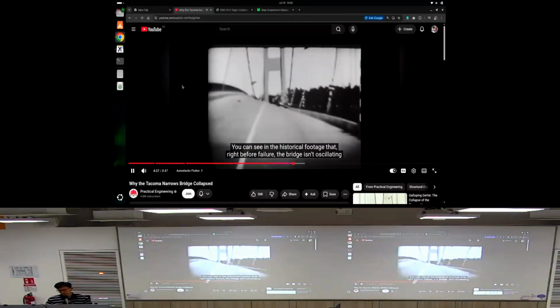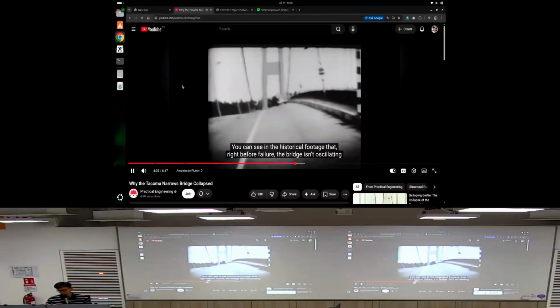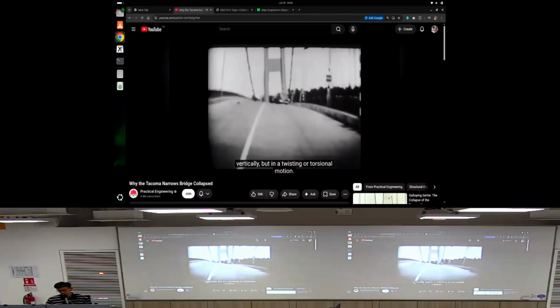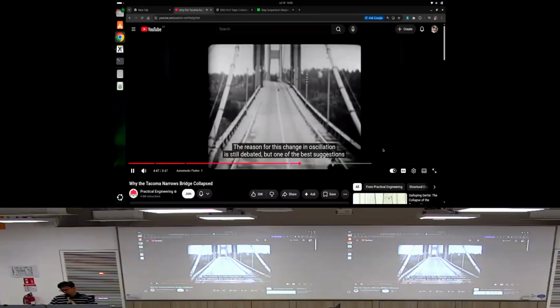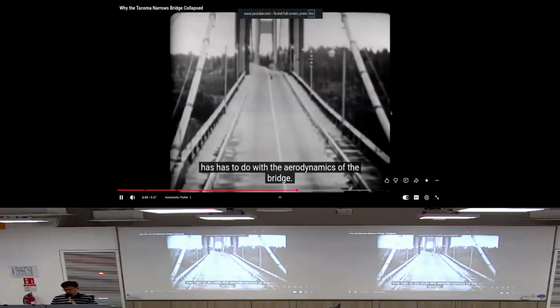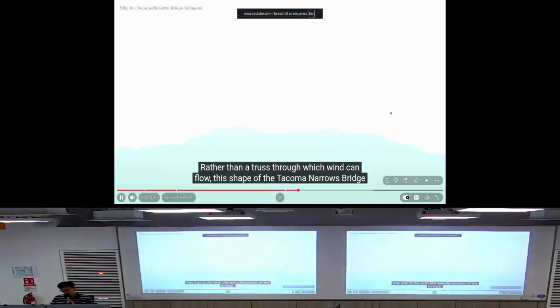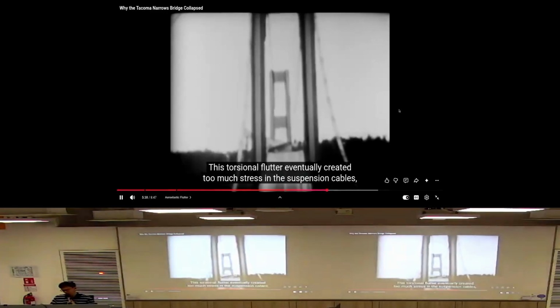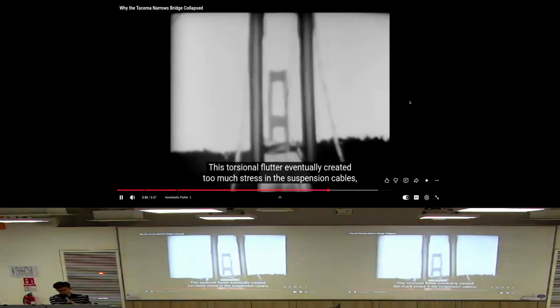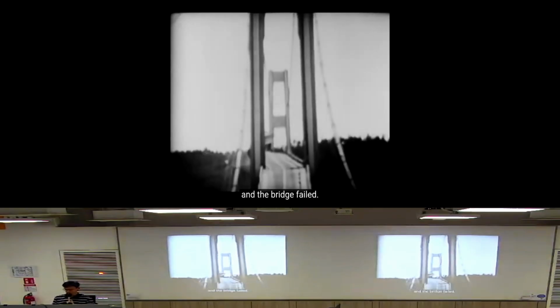Footage that right before failure, the bridge isn't oscillating vertically, but in a twisting or torsional motion. The reason for this change in oscillation is still debated, but one of the best suggestions has to do with the aerodynamics of the bridge. Rather than a truss through Okay, which wait, wind let can me, flow, okay, I didn't show you the collapse, so let me show you the collapse. This flutter eventually created too much stress in the suspension cables, and the bridge failed.